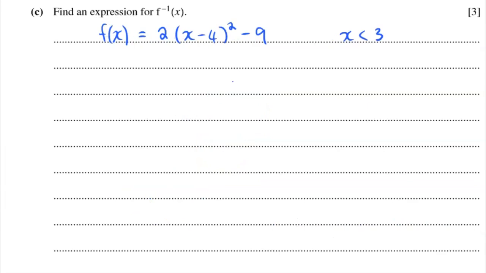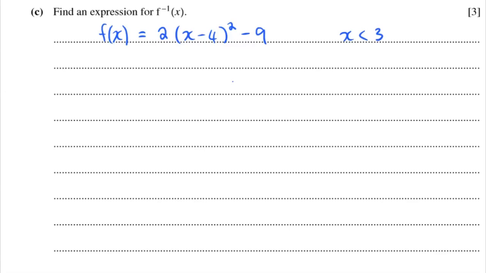Right, so find the expression for the inverse of the function f. All right, so remember for the inverse, the y becomes the x and the x becomes the y, and it's as if the whole graph was mirrored in the line y equals x, which of course means that the range of the function becomes the domain of the inverse, and the domain of the function becomes the range of the inverse. So that's kind of helpful when we write our answer.